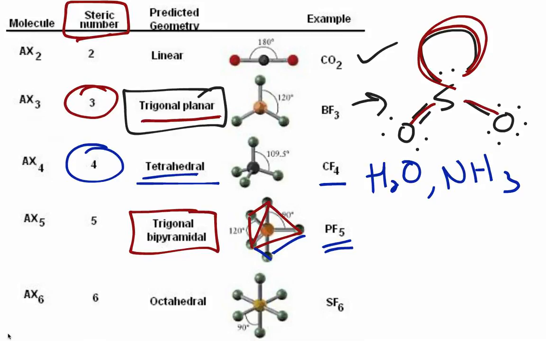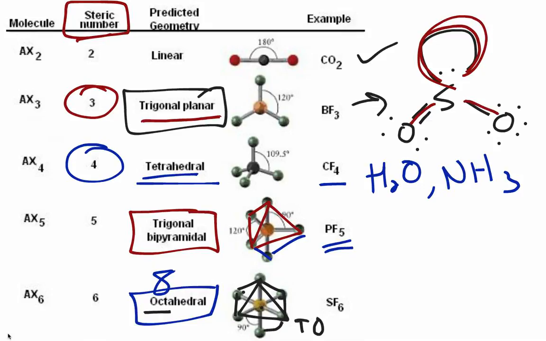Adding in yet another bond gives us a shape called octahedral. Octa means 8. So it's octahedral because if we connect all these bonds and look at the surfaces of them, there'd be 1, 2, 3, and 1 on the back, 4 planes on the top, 4 planes on the bottom, for 8 planes in the structure for an octahedral shape. And all of these are separated by 90 degrees. Sulfur hexafluoride is our classic example of an octahedral shape.